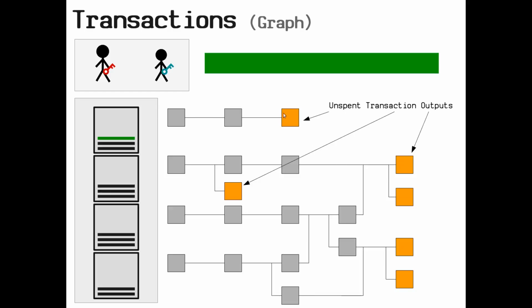These orange outputs here haven't been spent yet, so they're called unspent transaction outputs, or they are referred to as UTXOs. If you ever see the term UTXOs, it's basically referring to these unspent Bitcoins. And these are important because these tend to get held in memory by your Bitcoin client so that they can be accessed more quickly.